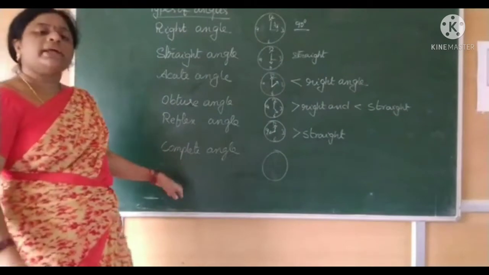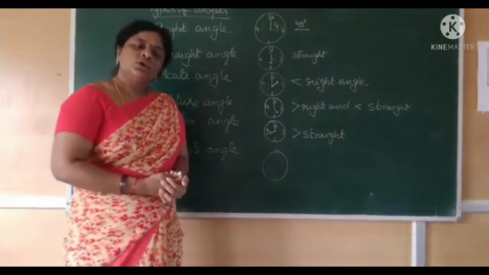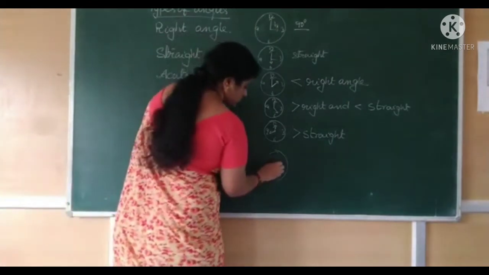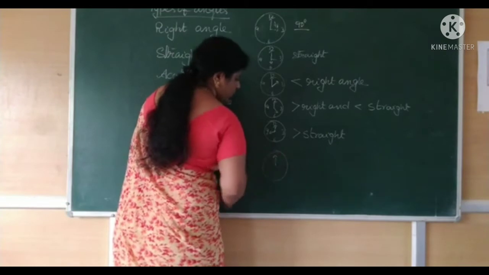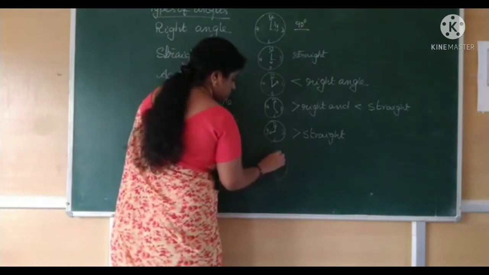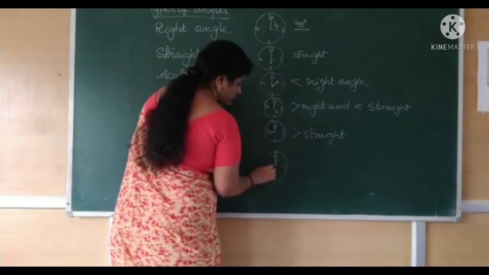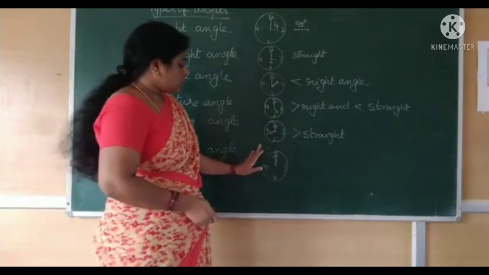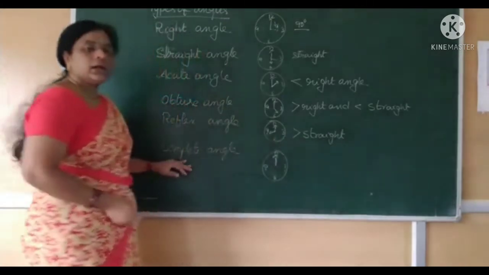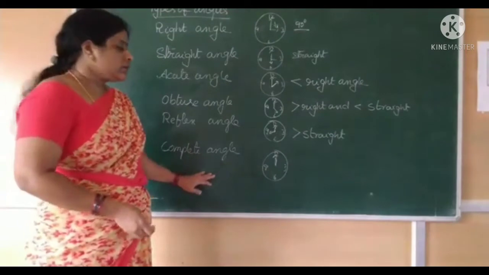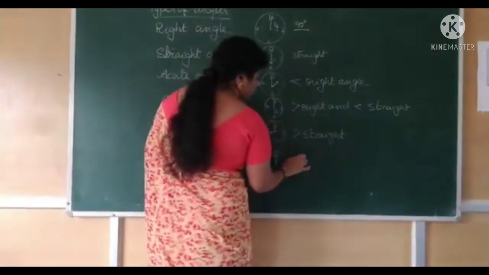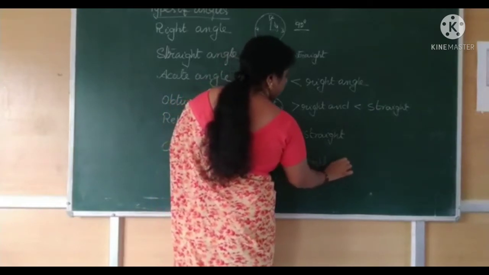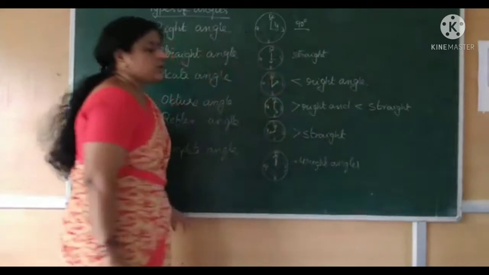Now complete angle. Complete angle means full revolution. Start from 12. How much time taken here? 12 hours time taken. So that complete revolution is said to be complete angle, means 4 right angles.